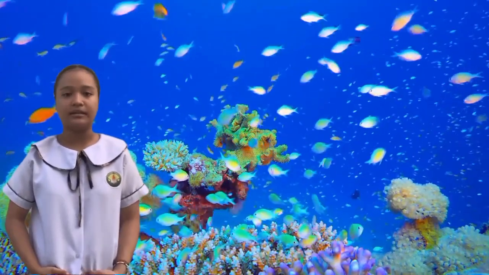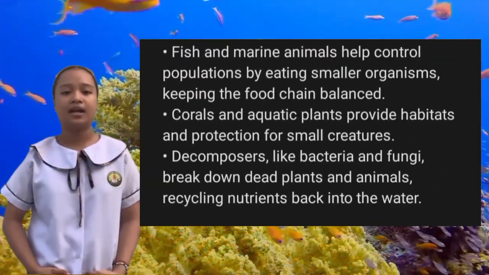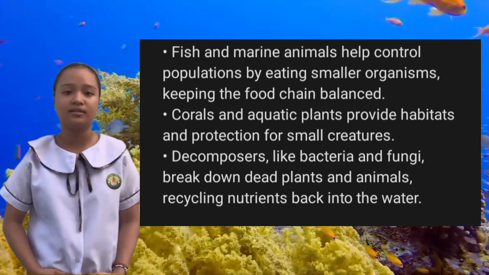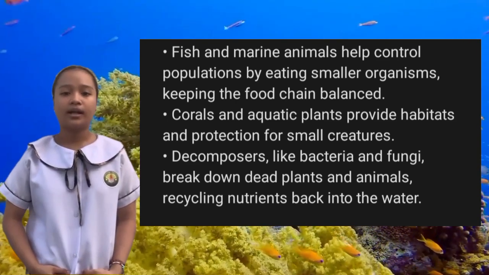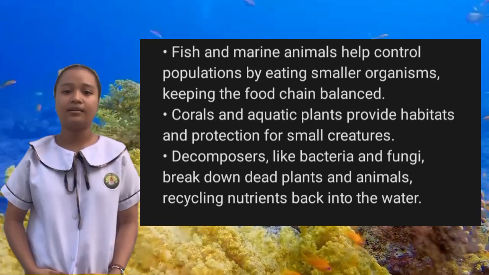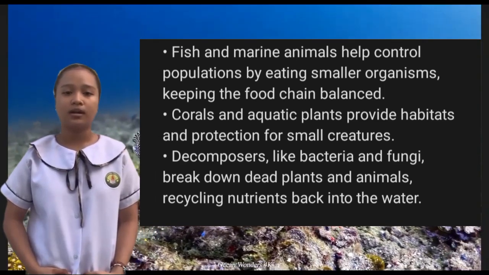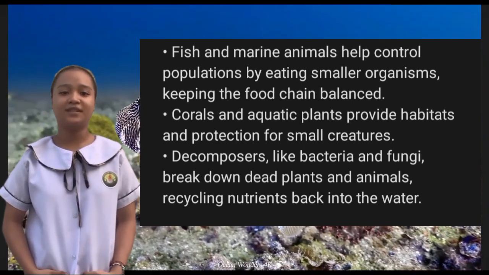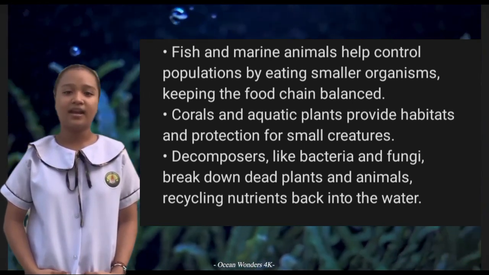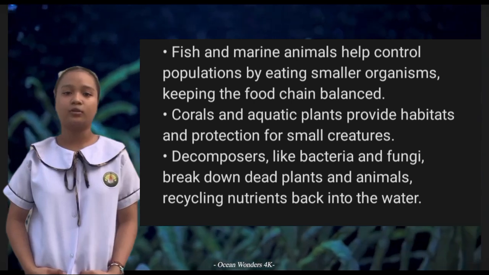Meanwhile, living organisms also affect their surroundings. Fish and marine animals help control population by eating smaller organisms, keeping the food chain balanced. Corals and aquatic plants provide habitats and protection for small creatures. Decomposers like bacteria and fungi break down dead plants and animals, recycling nutrients back into the water. This interaction ensures the ecosystem remains healthy and stable.